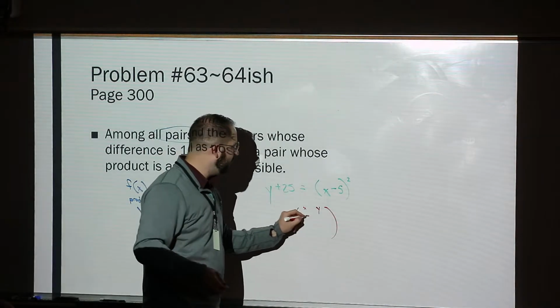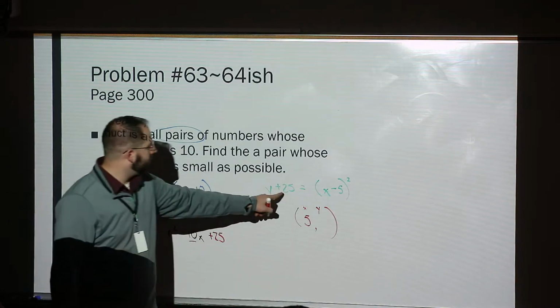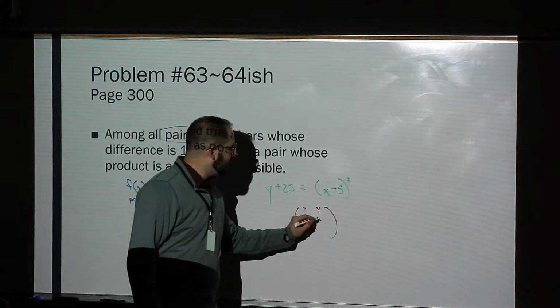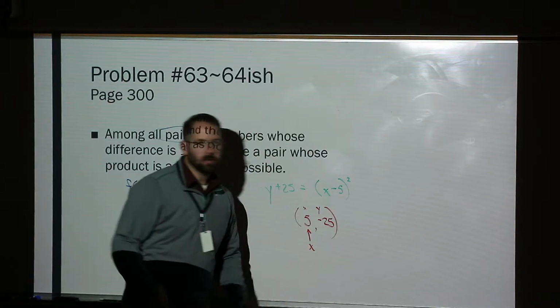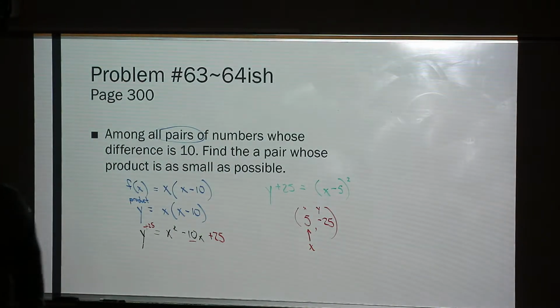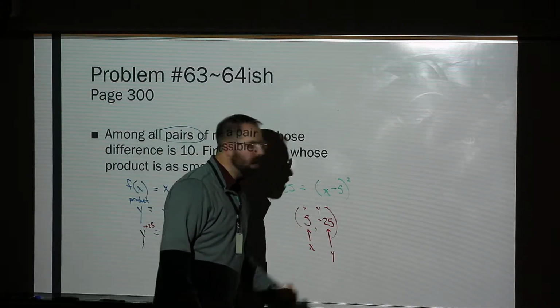It's 5, and we always use the opposite of the number. Now, what's the number with the y? 25. We use the opposite of it, negative, which is negative 25. This number is the x number I was looking for earlier. It's the first number in the pair. The second number, the y number, that's the actual product.